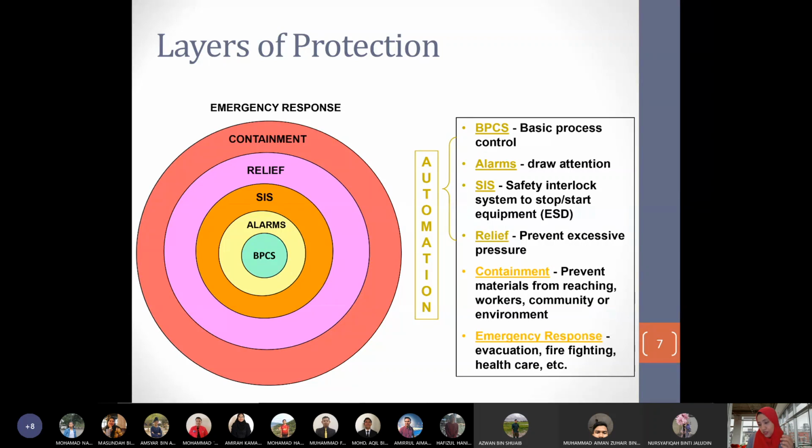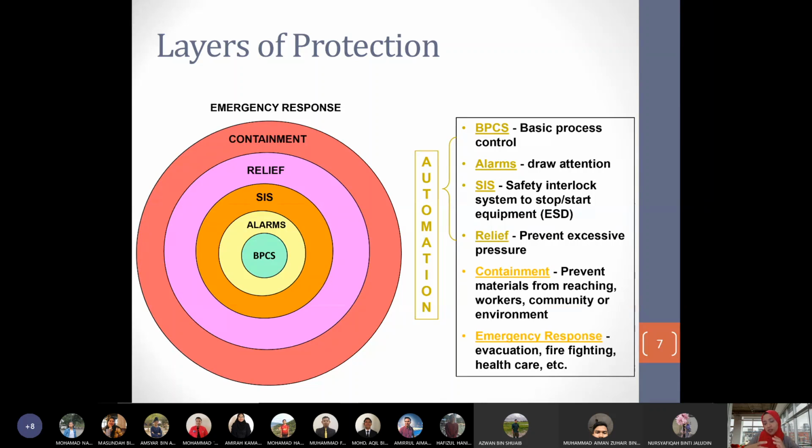Or if something is too hot, maybe you can start a cooling system. Okay, so those are examples of safety interlock systems. And the fourth layer will be the relief, just like the relief valve on a tank, where you have an automatic relief valve to prevent excessive pressure, like we've seen in the previous BLEVE example.